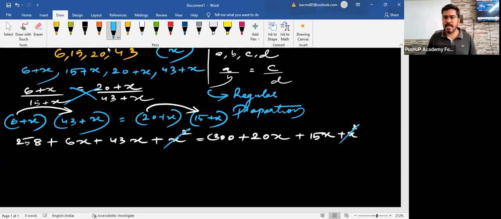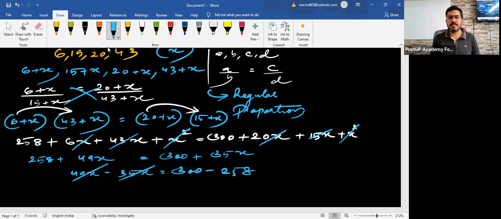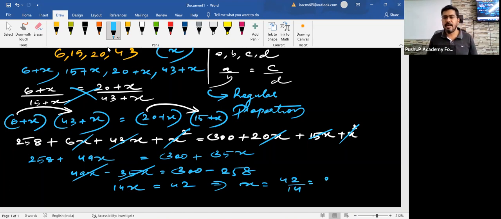Now x square and x square can be eliminated. So 258 plus 6x plus 43x is what? 49x is equal to 300 plus 20x plus 15x is 35x. Now children, let's bring variable x to the left hand side. 49x minus 35x is equal to 300 minus 258. 49x minus 35x is 14x and this is 42. So this implies x is equal to 42 divided by 14 and that is equal to 3. Okay, so you should be adding the number 3 to all the given four numbers.